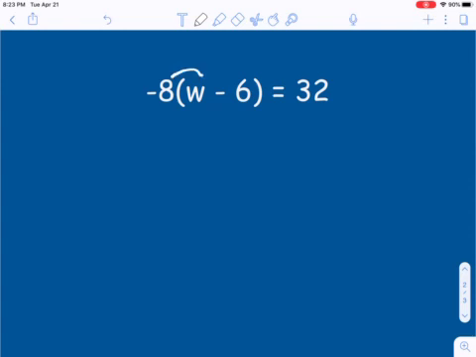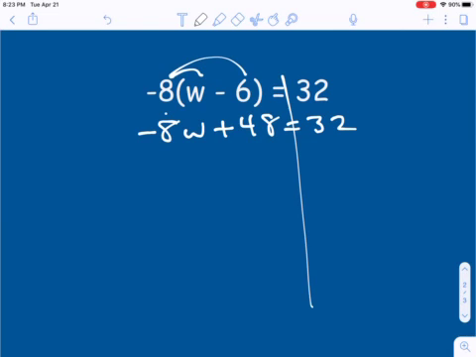So -8, let's distribute that because we got our parentheses. Let's get rid of that. So you're going to wind up with -8w, and then -8 times -6 gives you positive 48 equals 32. All right, we got our fence going here. I've got the variable just over here, so let's leave it where it is, and let's get rid of the number and move that over to the other side. And when I do that, I'm going to wind up with -16 over here.